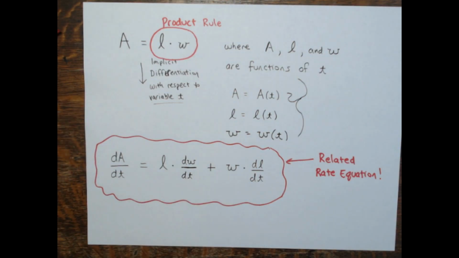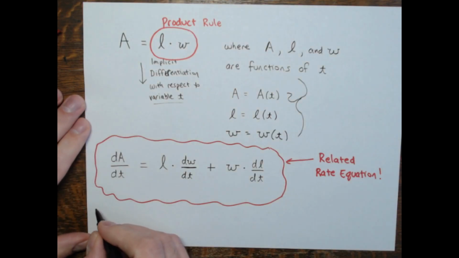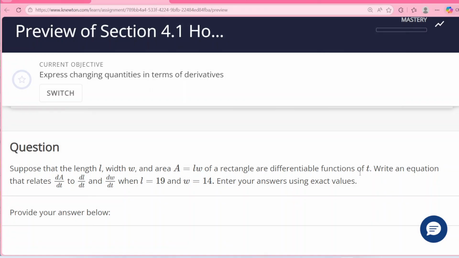And they give us some information. They're saying, back in the question, it says write an equation that relates these rates of change, these speeds, at the moment when the length is 19 and the width is 14.